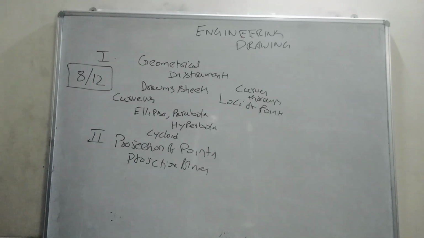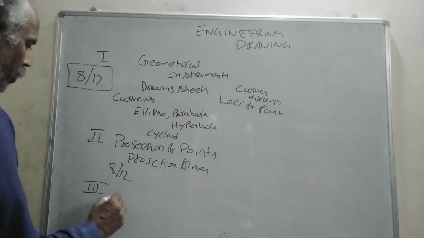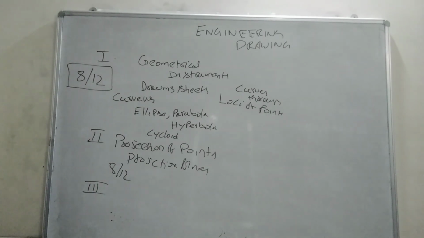All these things are going to be clearly studied in projection of points and projection of lines. If you rotate the top view image of a line, how will the front view image of the line rotate? Basically, you rotate the object in such a way that the top view image is rotated, or the front view image is rotated and the top view changes. All these things will be discussed in projection of points. So that is unit number 2, and this is also for 8 to 12 classes. And unit number 3 is projection of surfaces.